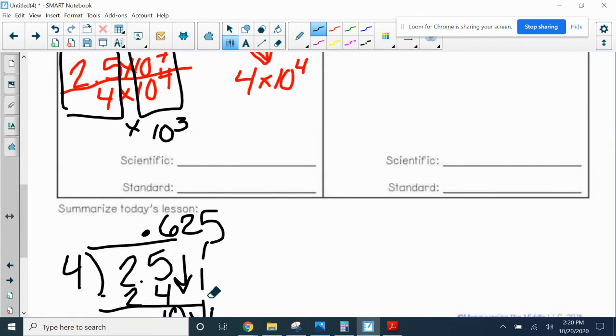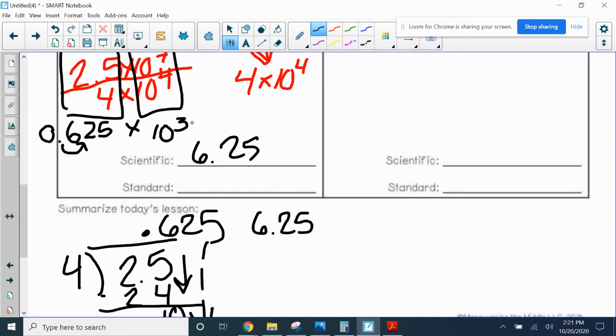So we have 0.625. Remember, I said it was important, and I pointed it out. We have to have 1 digit in front of our decimal. That digit cannot be 0. So in order to figure that out, I need to move the decimal 1 to the right. When we move the decimal to the right, we are actually going to decrease our exponent. So 6.25, because we move it to the right, and we're decreasing it by 1. So times 10 to the 2.